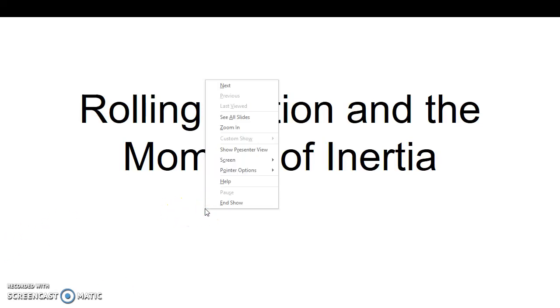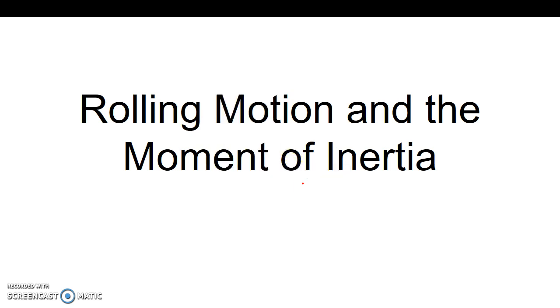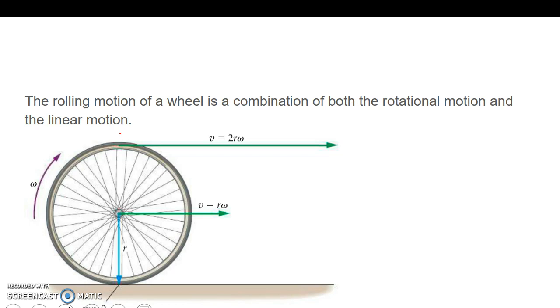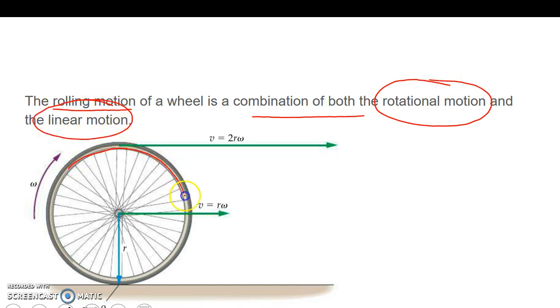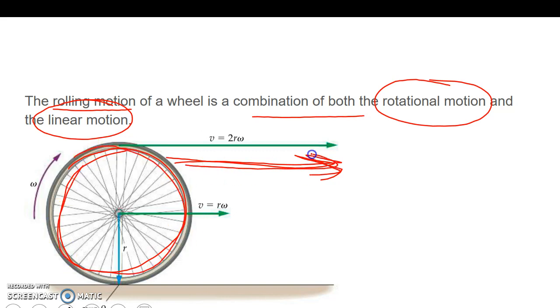Our next step in looking at rotational motion is to look at rolling motion and what the moment of inertia is and what this all means. So this is going to be about rolling motion and the moment of inertia. Rolling motion is a combination of rotational motion and linear motion. So it's the motion of the wheel spinning and then the wheel and the object it's pulling going in the linear direction. So it's rolling and linear.